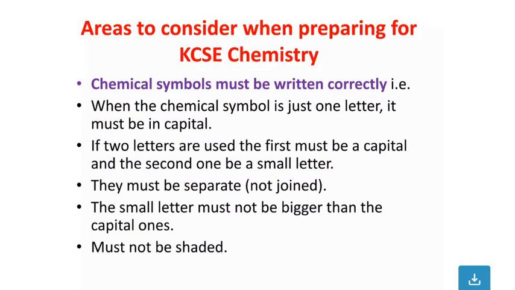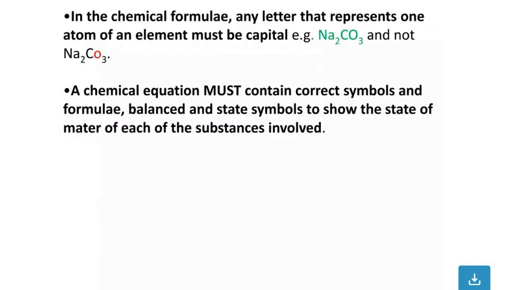So, chemical symbols must be written correctly. That is, when the chemical symbol is just one letter, it must be a capital. If two letters are used, the first must be a capital and the second a small letter. They must be separate, not joined. The small letter must not be bigger than the capital one, and must not be shaded.